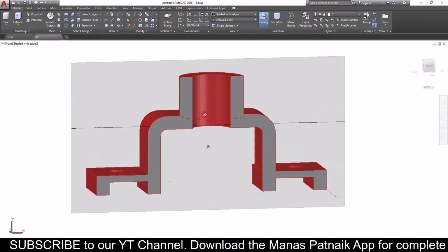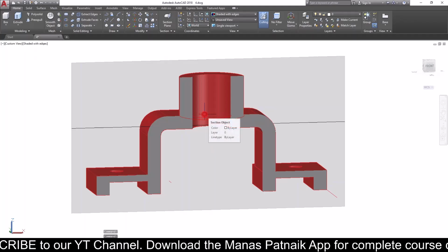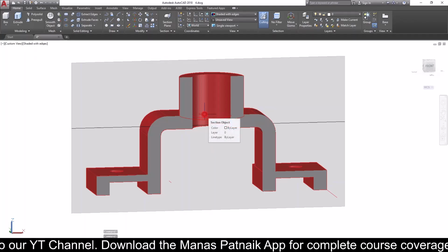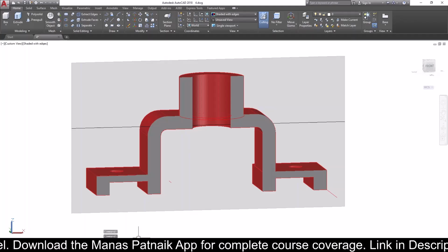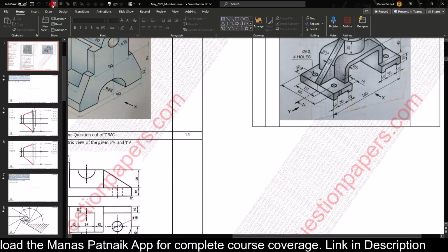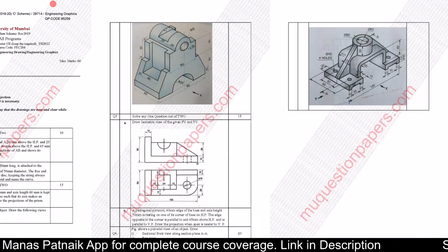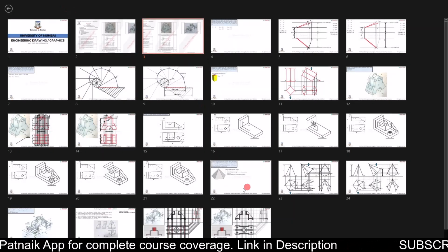You can see this again. I've already taken a picture and pasted it in my PowerPoint presentation. And now let us go for the problem. And here it is. First of all, there is something I need to tell you.